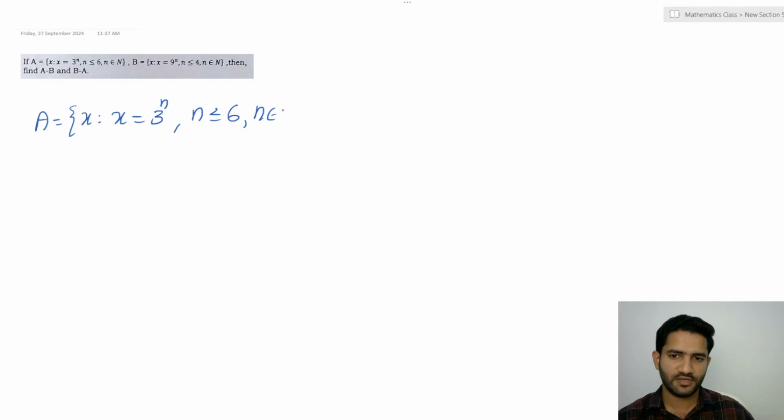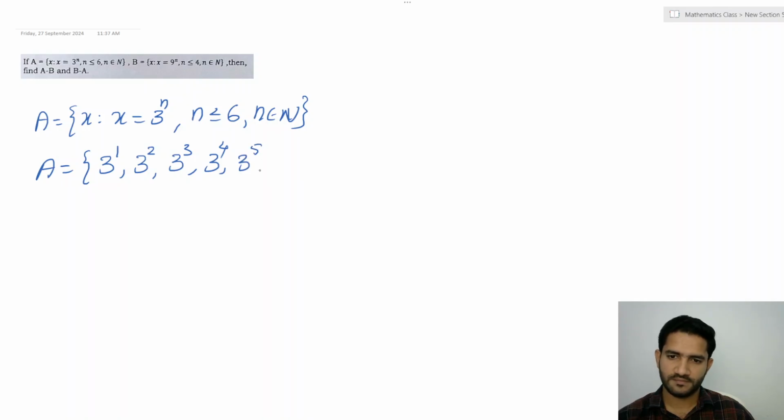Okay, so next question. A is equal to {x such that x is equal to 3 raised to n}, B is equal to {x such that x is equal to 9 raised to n}. Though this is not from the relation and function chapter, it's from the chapter sets. Okay, but again we can discuss. For A, there is a condition for n: n is less than or equal to 6 and n is a natural number.